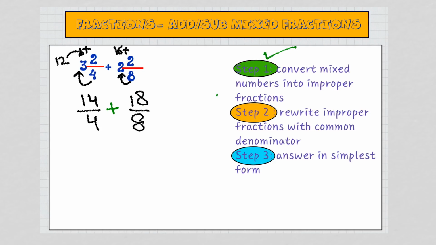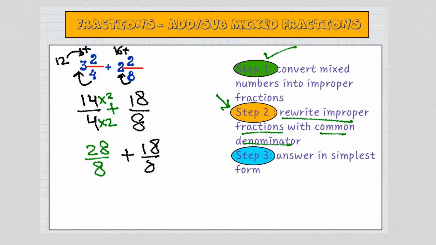Now the second step is to rewrite the improper fractions with a common denominator. In order to have the common denominator for both of them, if we multiply the first fraction, top and bottom, by 2, we will get 28 over 8 plus 18 over 8. So we have now done the first step and the second step as well: improper fractions with a common denominator.